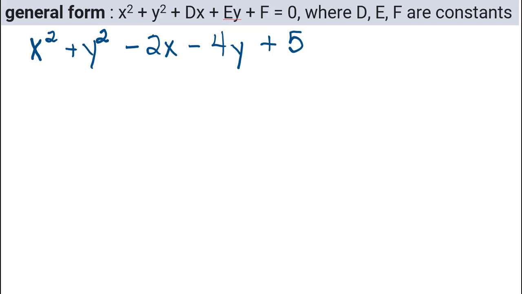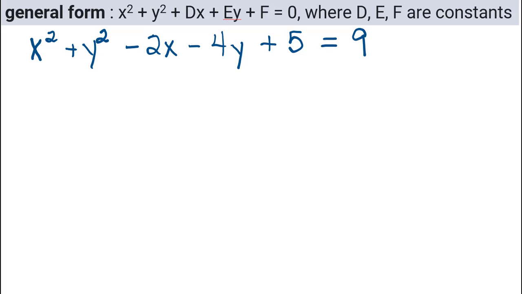Now we're going to practice with an equation in general form, and we're going to put it back into standard form, the form that's easy to graph. So let's start with this equation, x squared plus y squared minus 2x minus 4y plus 5 is equal to 9.